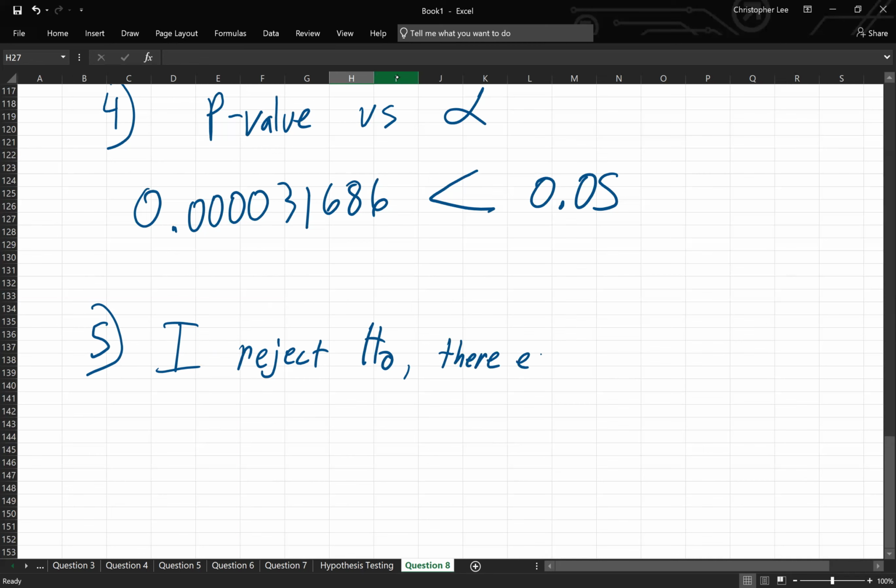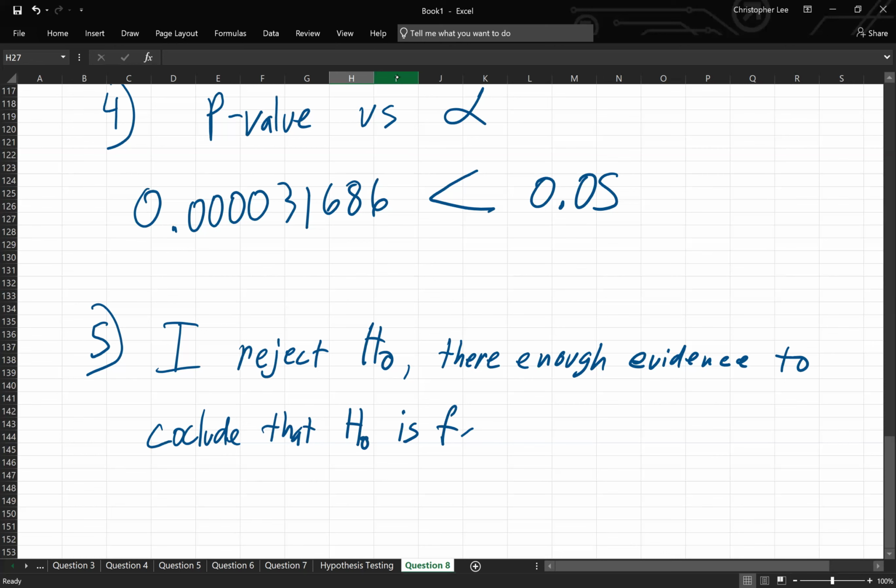there is enough evidence to conclude that the null hypothesis is false. That's it.